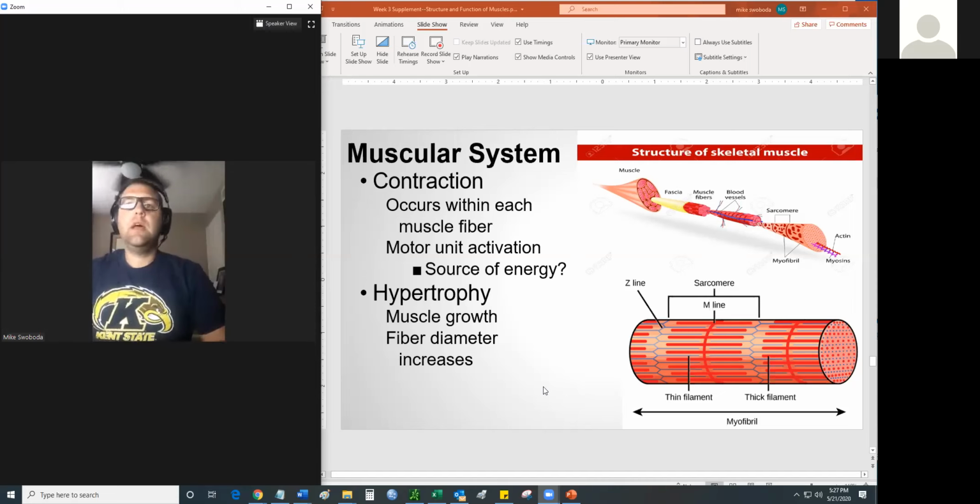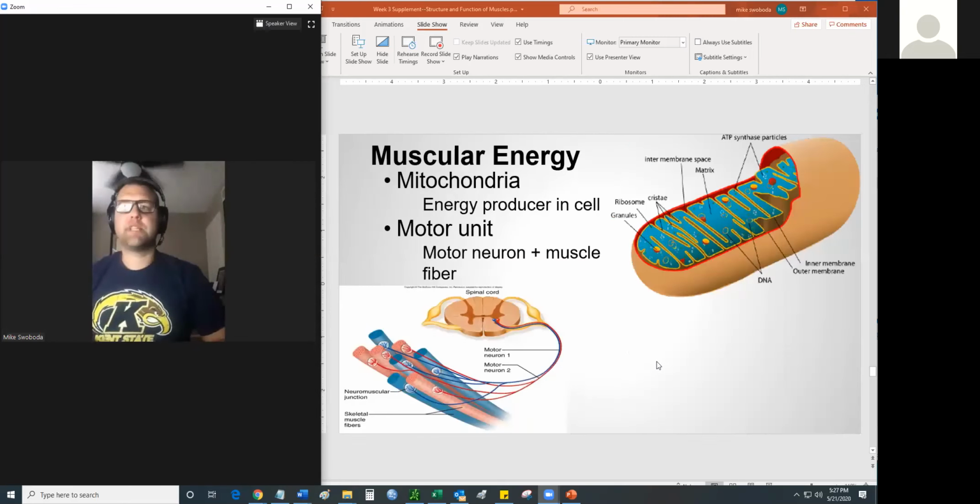Now, one thing that I wanted to mention here was this notion of hypertrophy. What this means is that you have muscle growth. Now, when your muscles get bigger, they're not increasing in number, they're increasing in size. So your muscle fiber diameter gets bigger. You're not actually getting more muscle fibers themselves. As always, your energy, or the ATP, gets produced from the mitochondria.